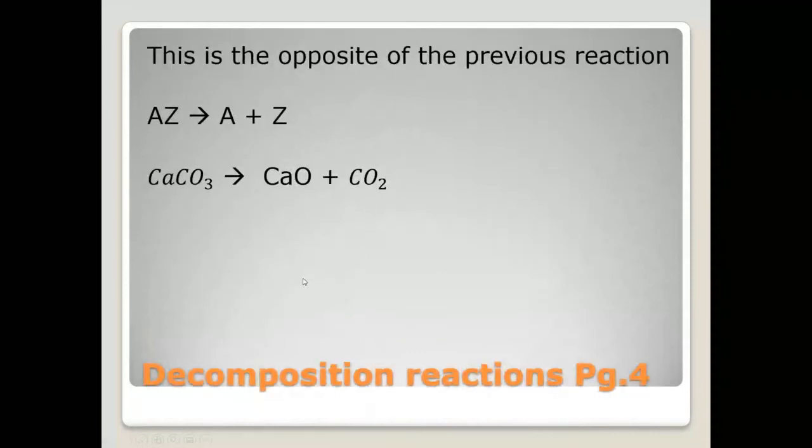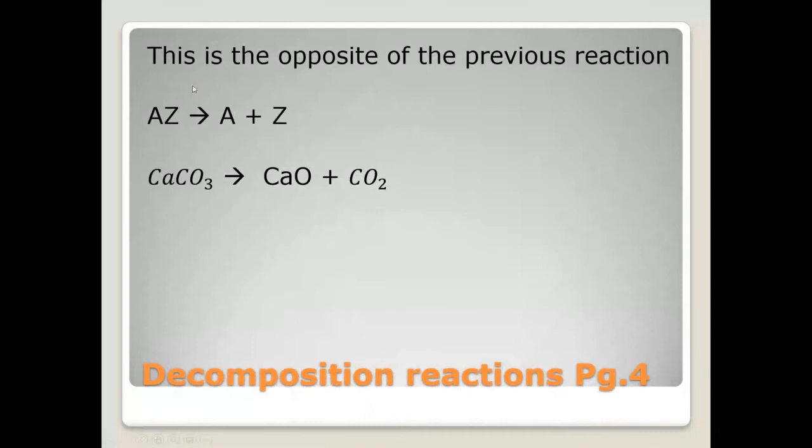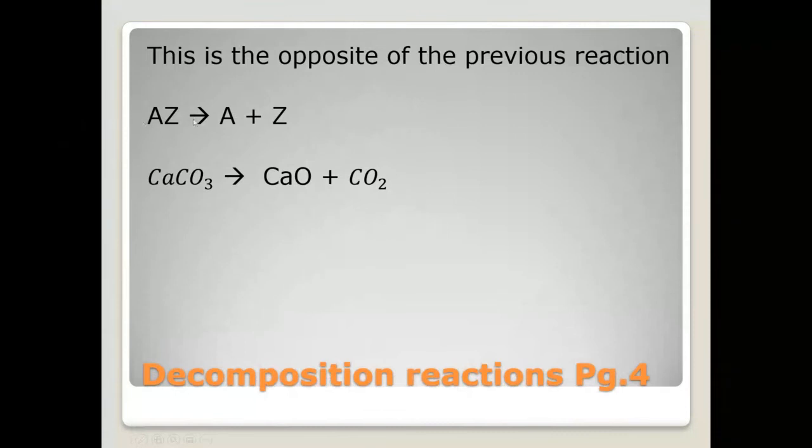Here we have a decomposition reaction. Not much to say on this one. It is quite simply the opposite of the previous reaction, where we have two substances that are combined that when reacted break out into two individual substances. In this case, we have calcium carbonate that decomposes into calcium oxide and carbon dioxide. So again, AZ breaks down into A plus Z.